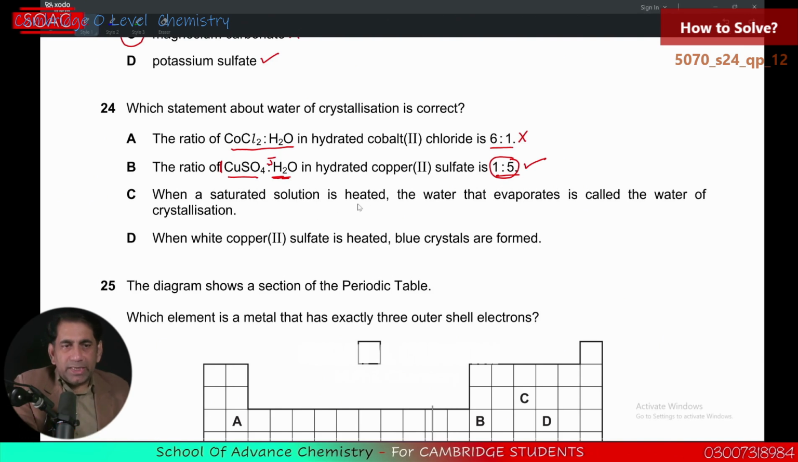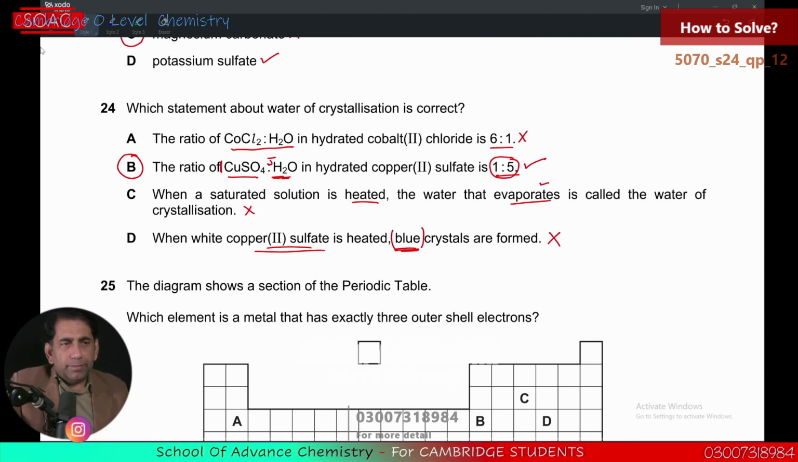When a saturated solution is heated, the water that evaporates is called water of crystallization. No. Here there is evaporation of water as a solvent, as well as the water of crystallization. So all types of water are going to be eliminated whenever we heat it. D: when white copper sulfate is heated, blue crystals are formed. No. When white copper sulfate is heated, there is no formation of blue crystals. Blue crystals are formed when you add water to the copper sulfate, not on heating. So it is incorrect. Once again, it is confirmed that B is the correct option.